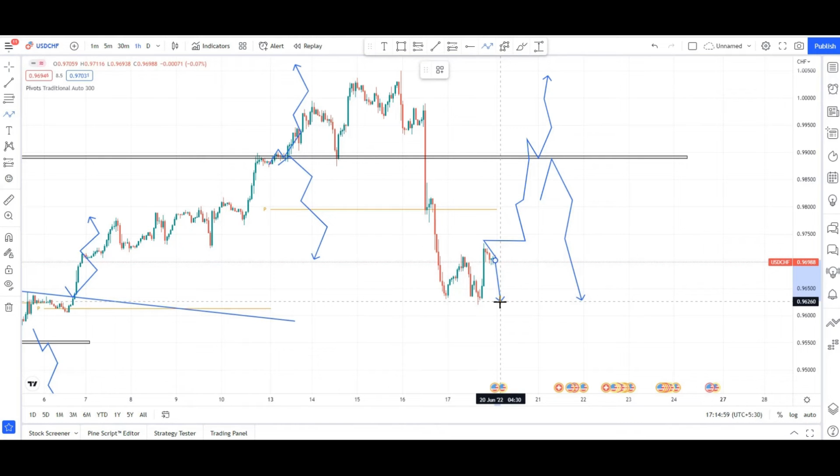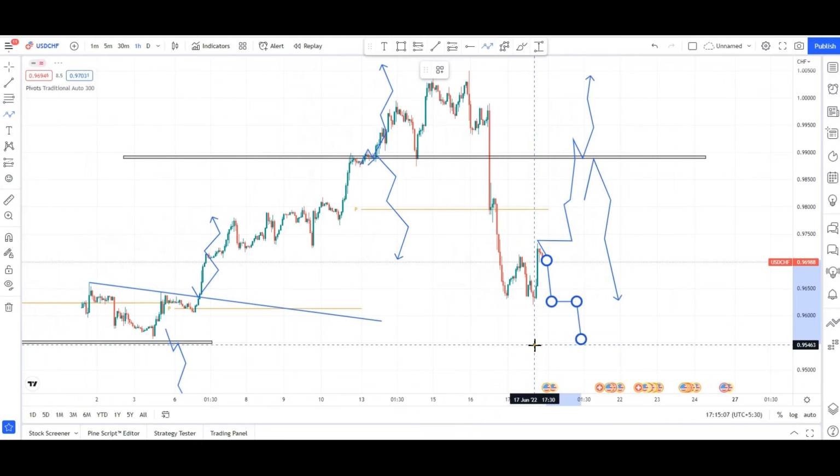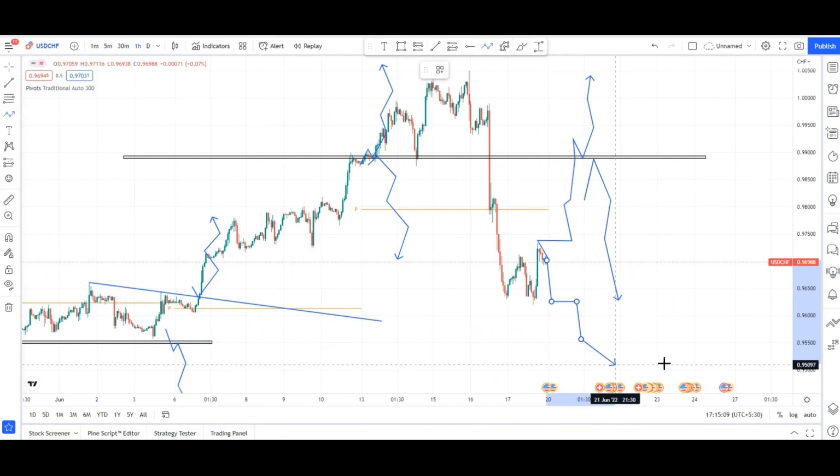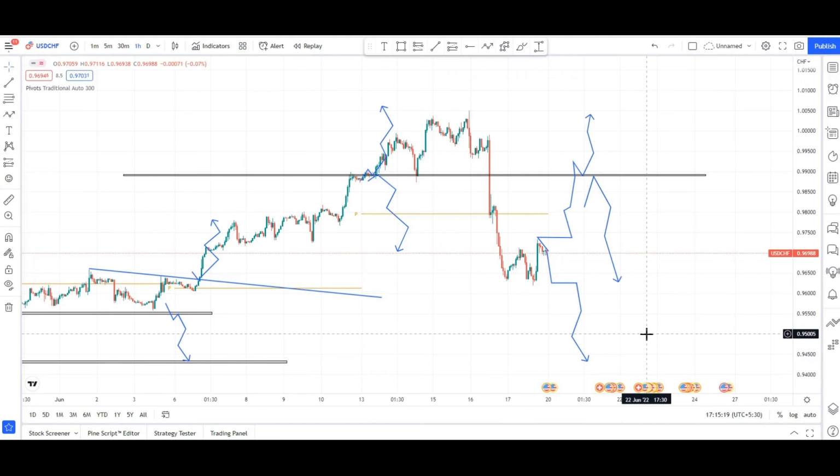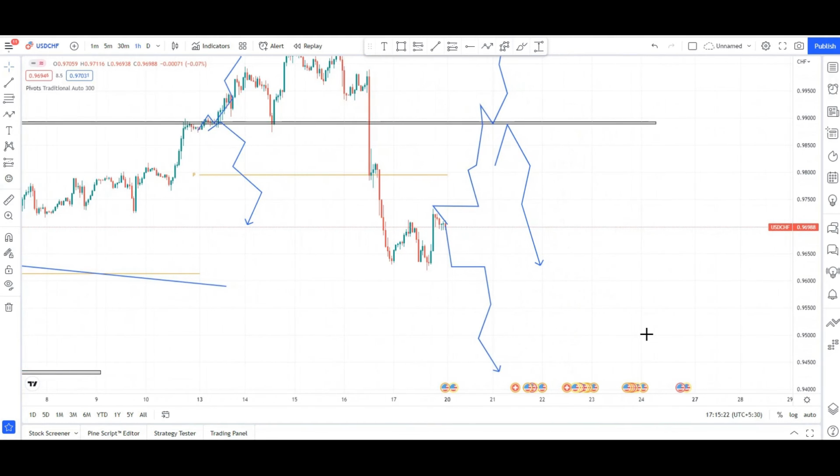Okay, right now if this level is broken, you can expect your first target only, and this is one of the supporting zone areas. You can see here, this is the supporting zone area. So if this is broken, then only you can expect your first target, second target, then this will be the third and final target. Okay guys, these are the targets for Euro versus CHF.